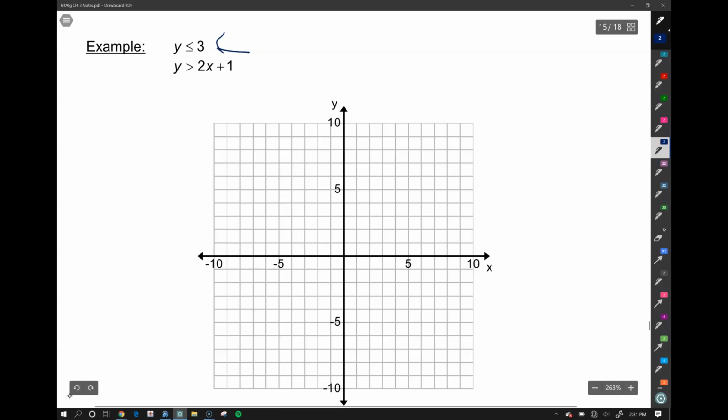Okay. So y is less than or equal to 3. What would this line look like? Can we show with our arms? What will it look like? Do we know? Y is less than or equal to 3.